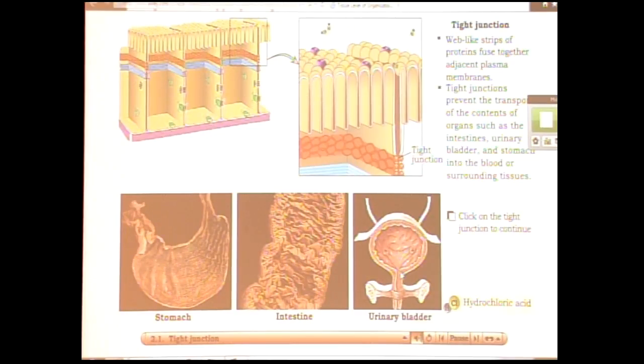So if you notice, there's epithelial tissue lining all of those structures, and those cells have tight junctions between them. The way I remember tight junction is that it's watertight. So it doesn't let anything past it. It's a watertight connection, which is good because you don't want hydrochloric acid coming out of your stomach into your abdomen, or half-digested food just leaking out there a little bit. So that's where tight junctions are so important.